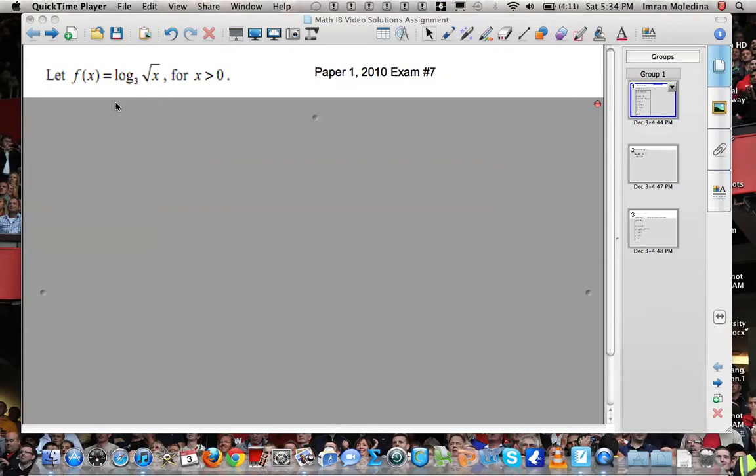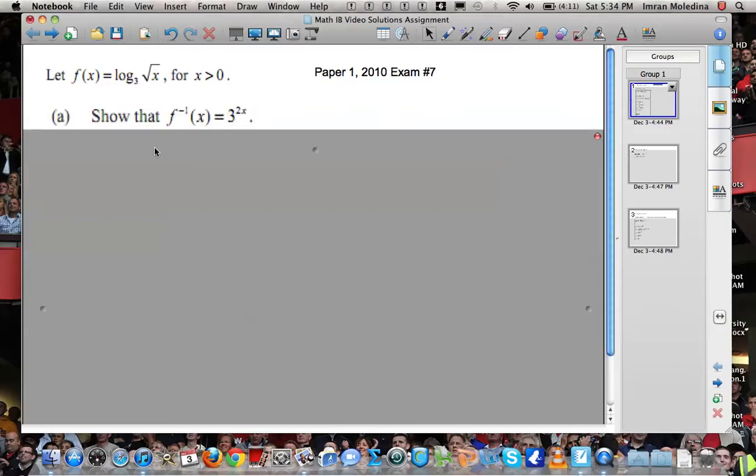So this is number 7 of the 2010 exam, paper 1. The question reads, let f of x equal log base 3 root x for x is greater than 0. Part A of this question says, show that the inverse function of x, or f to the negative 1, is equal to 3 to the power of 2x.